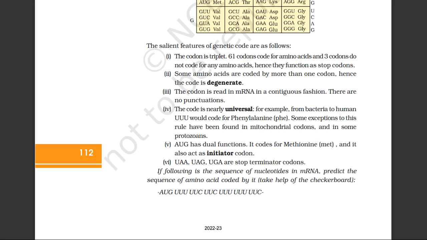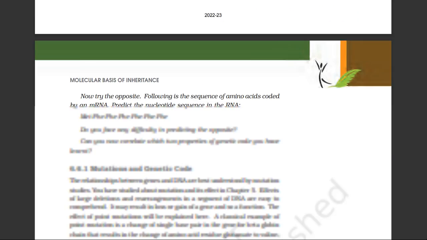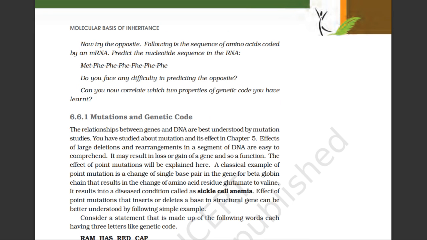If following is the sequence of nucleotides in mRNA, predict the sequence of amino acids coded by it, take help of the checkerboard: AUG UUU UUC UUC UUU UUU UUC. Now try the opposite. Following is the sequence of amino acids coded by an mRNA. Predict the nucleotide sequence in the RNA. Do you face any difficulty in predicting the opposite? Can you now correlate which two properties of genetic code you have learned?